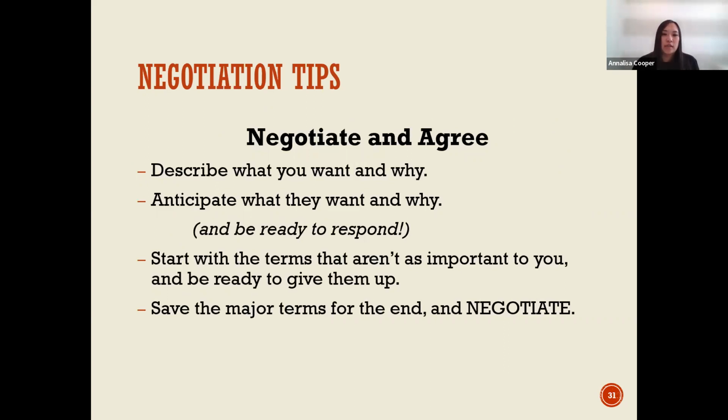Negotiate and agree. So make sure that you know what is most important to you, and then negotiate the other terms first. Save the big things that are important to you for last. That's just a negotiating tip.